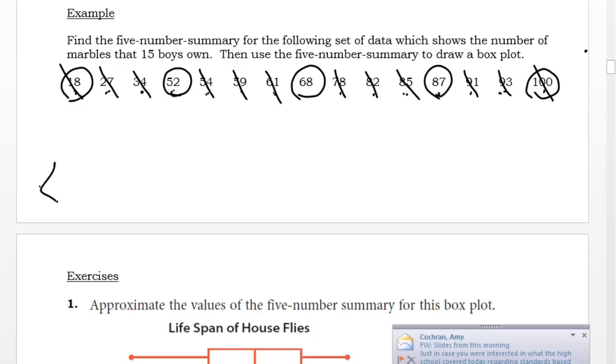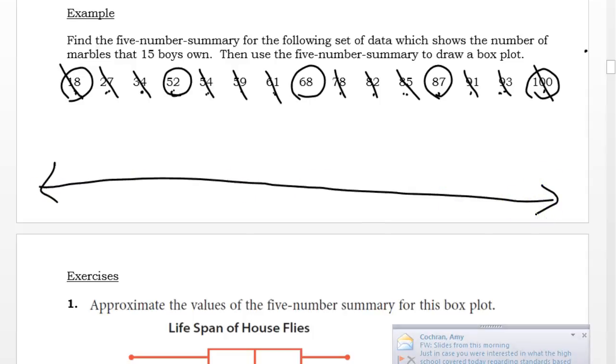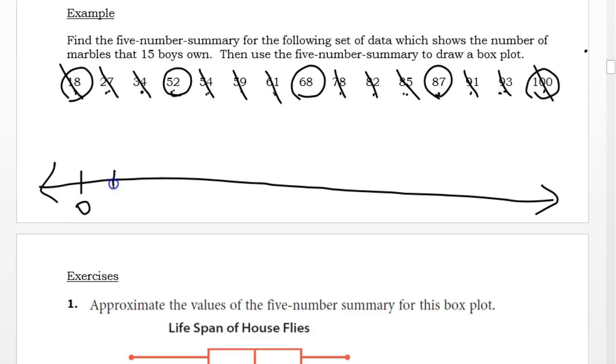I'm going to draw a box plot. And that starts with a number line. Then we're going to plot the 5 points from the 5-number summary. So this is 0, 10, 20, 18 would be just short of 20. 52, just high of 50. 60, 70, 68, just low of 70. 70, 80, 90, 87, just low of 90, and one right at 100.